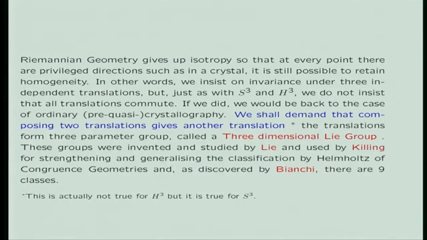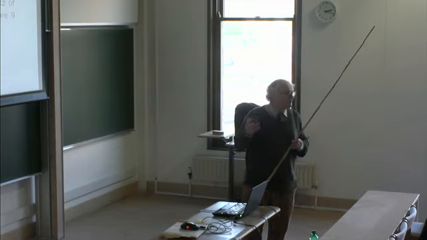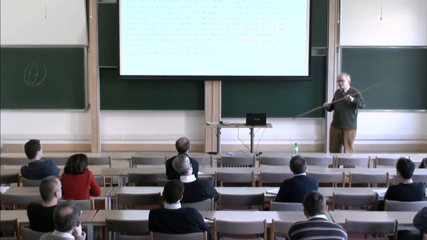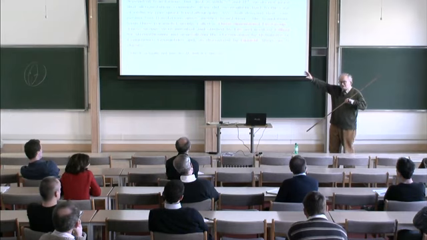And these translations we are going to demand form a 3-parameter group, and this is what is known as a 3-dimensional Lie group. Now these groups were invented and studied, as the name suggests, by Lie and by Killing, and their aim in fact was to strengthen this idea of Helmholtz to discuss what kind of congruence geometries you would have. Now obviously if it's anisotropic, it's not a congruence geometry in the classical case. You can't take a triangle and rotate it, but you can translate your triangle.